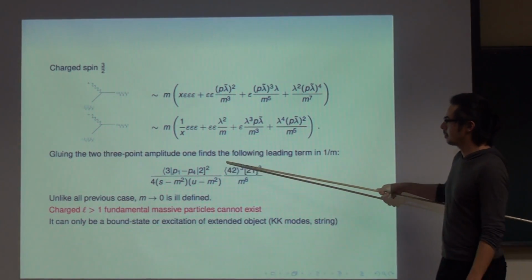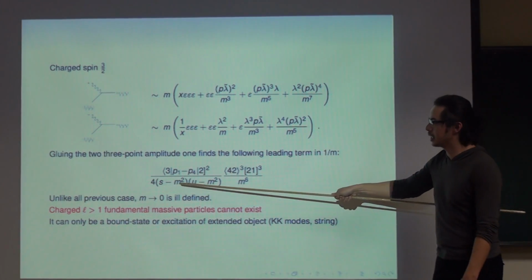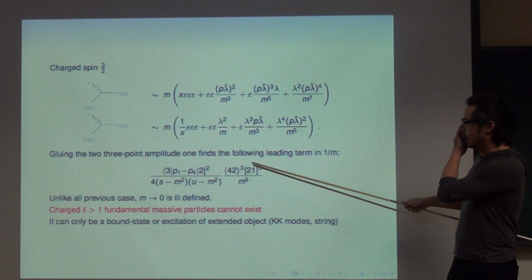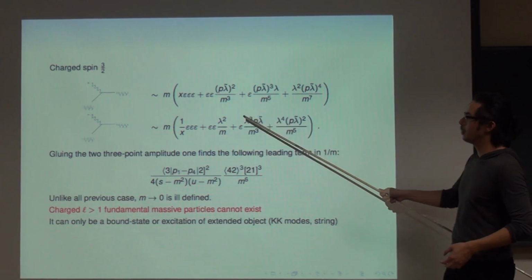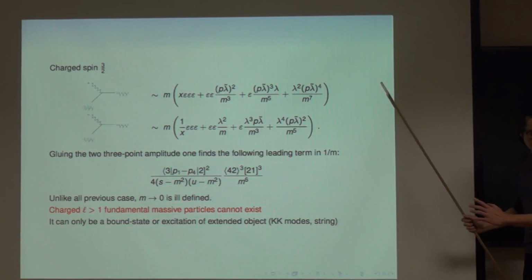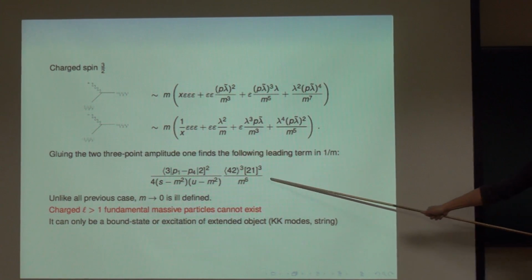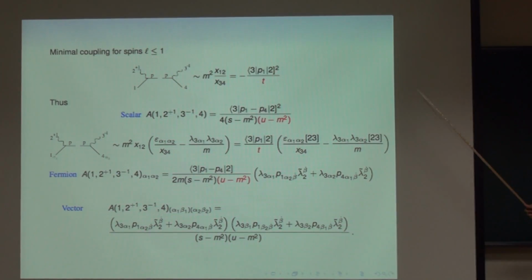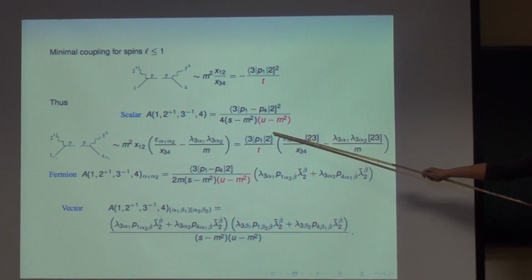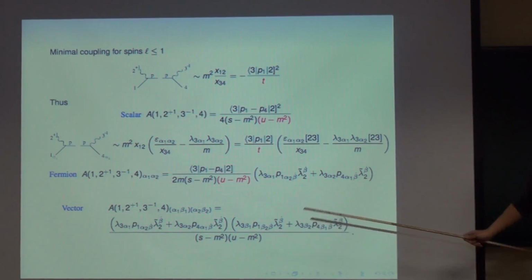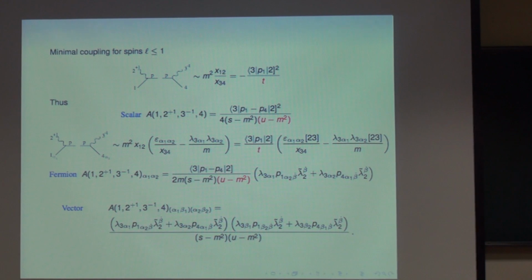Okay, so these are just some spinor variables. This is the propagator of S minus m squared and u minus m squared. And this form will always exist no matter what kind of 3-point basis you start out with. Now, if you compare this form with all the previous cases, you know something very interesting. Here, for example, you can take mass to 0 and nothing happens. You can consistently turn your mass to 0.